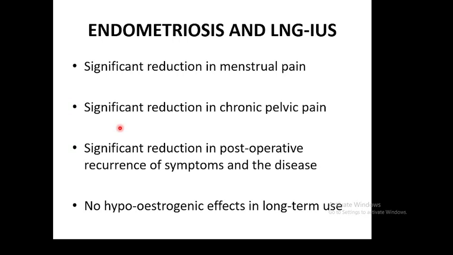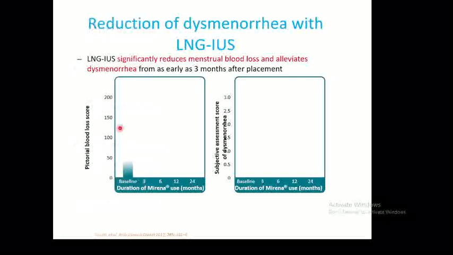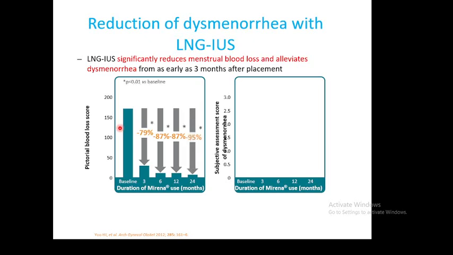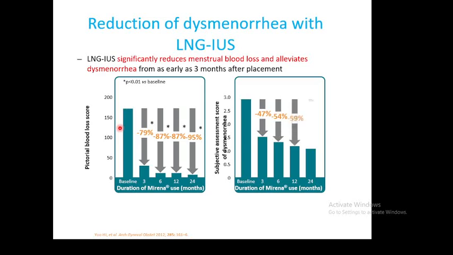And this device releases the progestogen only inside the uterus. Very minimal systemic absorption, so there are no adverse effects related to progesterones, or there are no anti-estrogenic effects, because it is designed to release inside the uterus. This is the evidence for blood loss and reduction in pain in endometriosis with LNG-IUS at the end of 3 months, 6 months, 12 and 24 months.